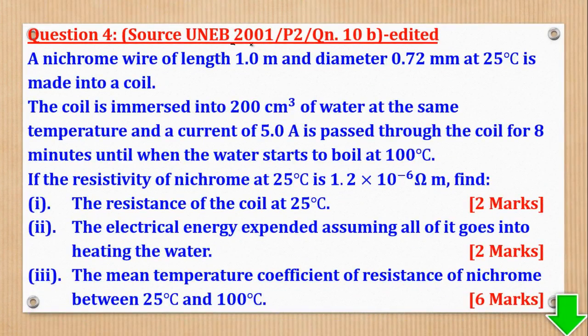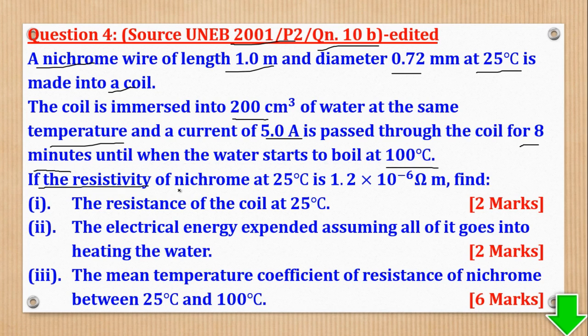Then question 4 came from UNEB 2001 paper 2 question 10b and is edited. So a nichrome wire of length 1.0 meter and diameter 0.72 millimeter at 25 degrees Celsius is made into a coil. The coil is immersed in 200 centimeters cubed of water at the same temperature, and a current of 5 ampere is passed through the coil for 8 minutes until the water starts to boil at 100 degrees Celsius.